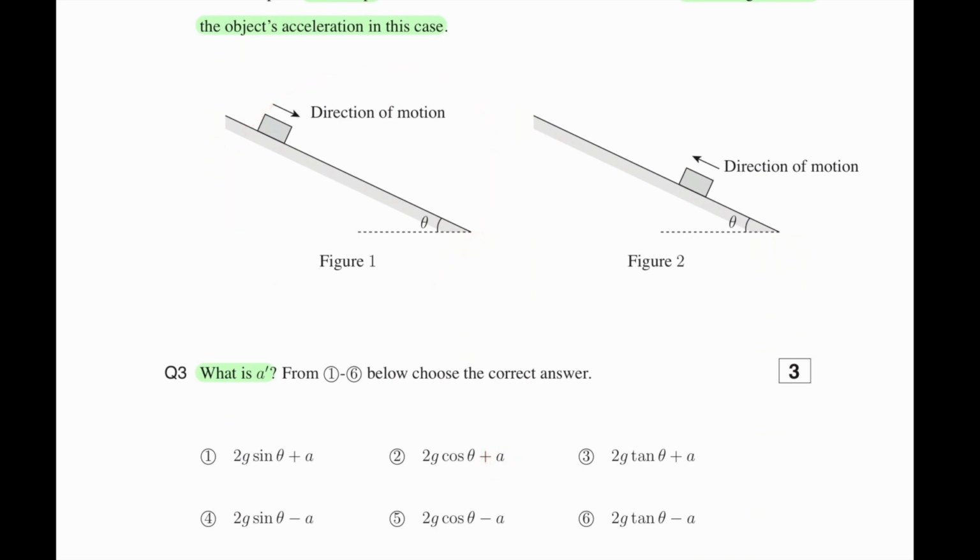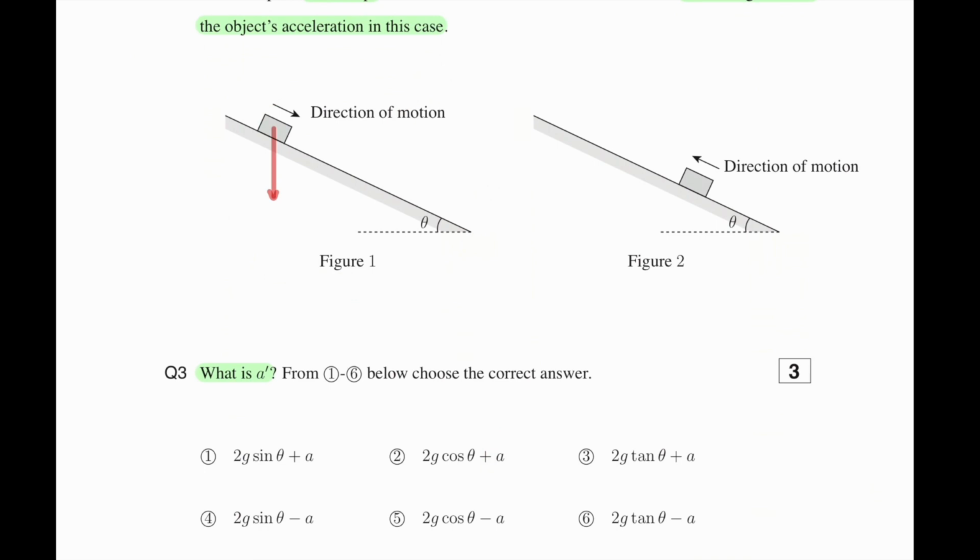Okay, first of all, I will analyze the first figure first. Let us analyze this one. We have weight here. Weight is always vertically downward.